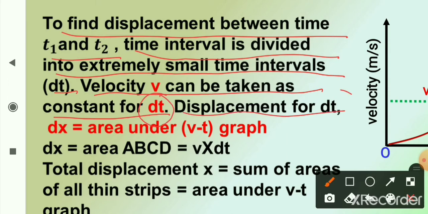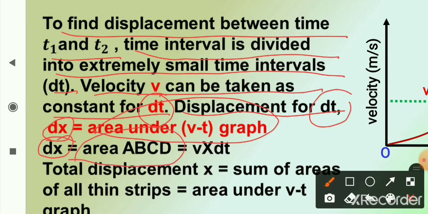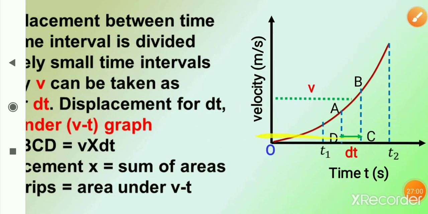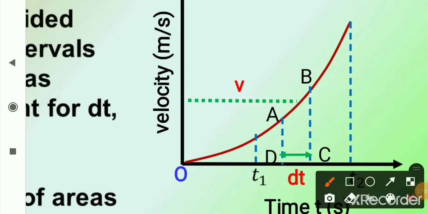So displacement for time interval dt, that is dx, is area under vt graph, जो अभी हमने किया. So dx is equal to area of this rectangle ABCD, that is velocity v into dt. Just look at it. Okay, here this is like a rectangle, see. So its area will be this side into this side. Now this side is velocity and this side is time, so that becomes the area of this strip.